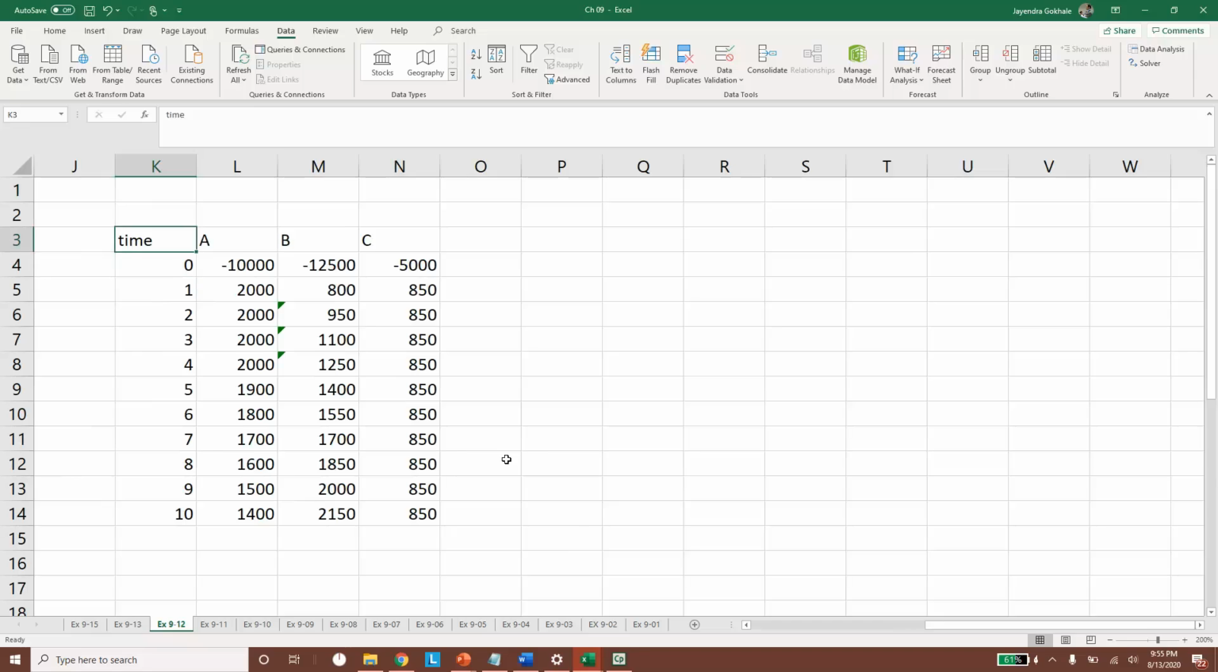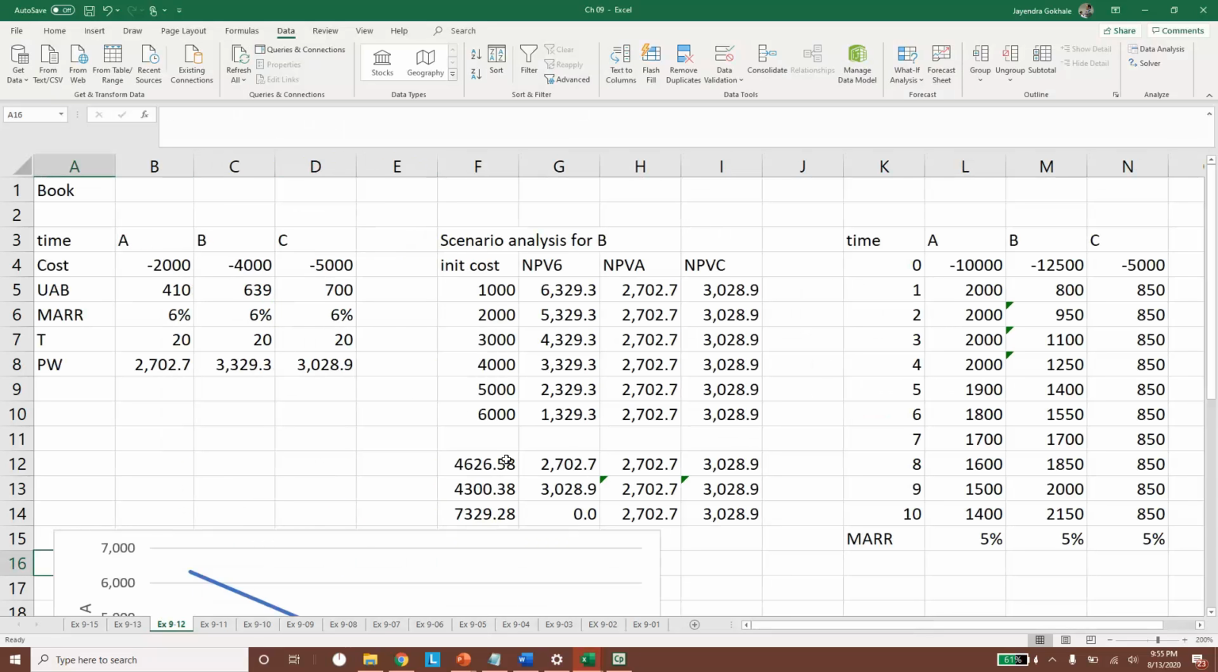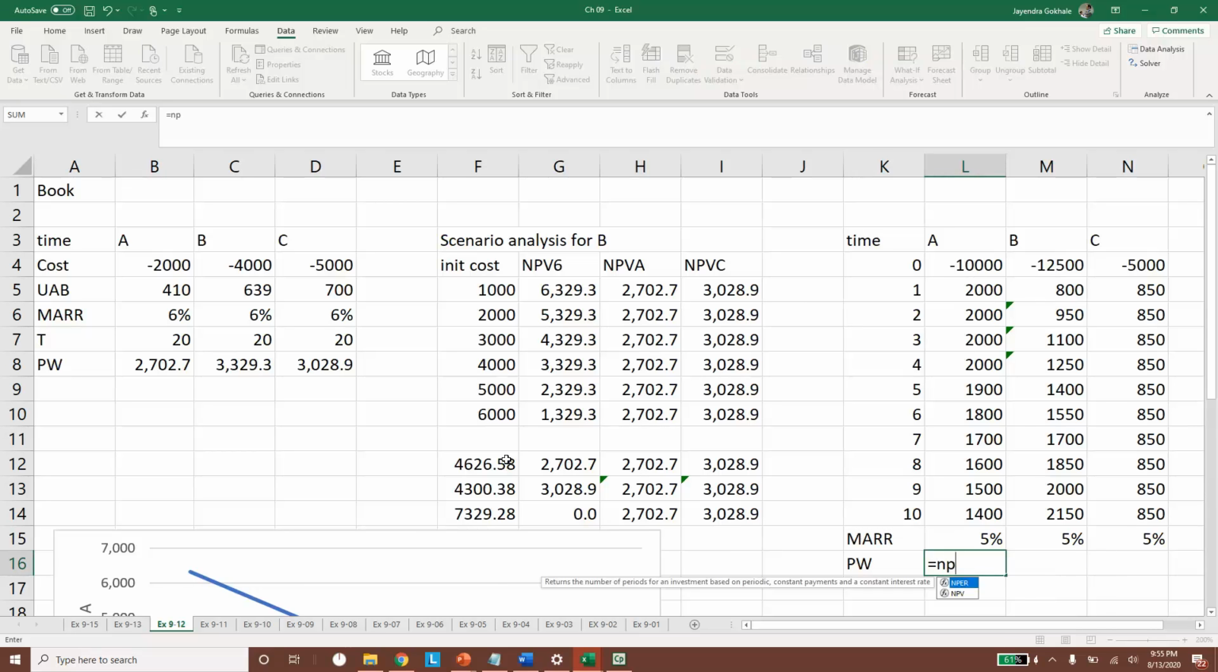Now, what are we doing here? So we found out, let's assume the interest rate, hurdle rate of 5%. Okay, Control R, Control R. And then we need to find out the present value, present worth. So equals, we have cash flow, so NPV rate, comma, the values.